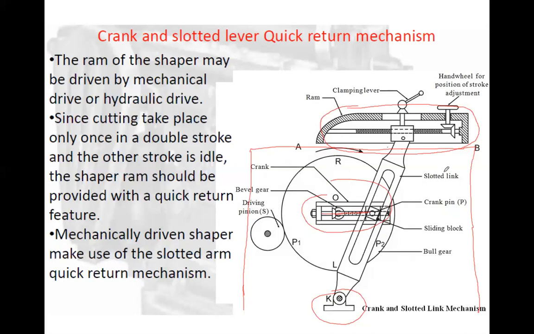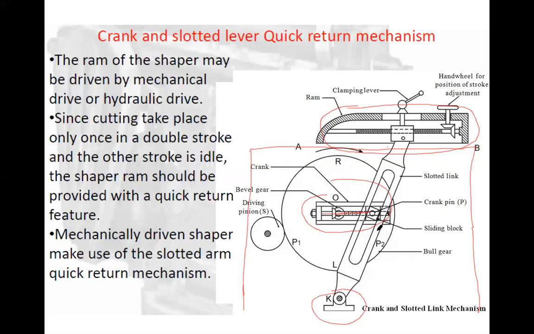In the forward direction it has to move slowly because cutting is involved, and the return stroke is idle, so it has to come back as fast as possible, meaning the speed has to be as high as possible. Mechanical driven shapers make use of this slotted arm. So what we are seeing here is the mechanical type of quick return mechanism. The Whitworth as well as the slotted lever mechanism come under mechanical drive, and the hydraulic quick return mechanism comes under the hydraulic type.